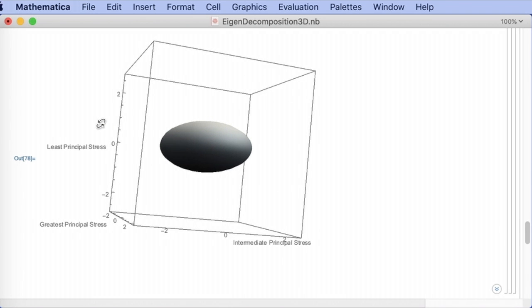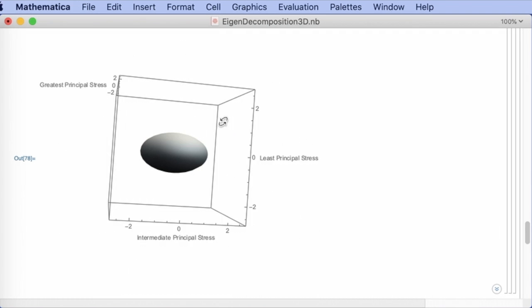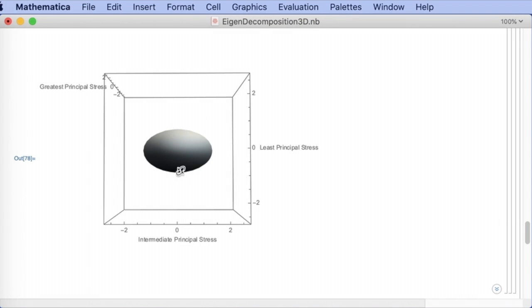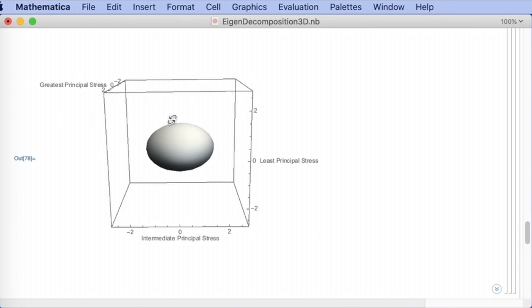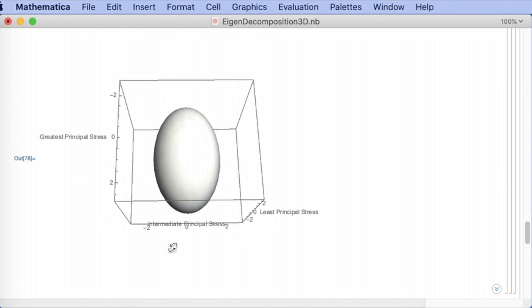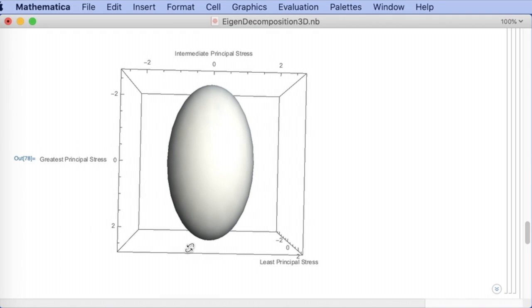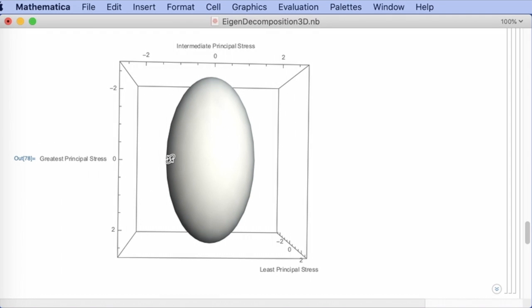Okay, so along the least principal stress axis, you can see the shortest dimension across this ellipse. And then along the intermediate principal stress axis, you can see the intermediate principal stress, and in this view you can also see the maximum principal stress.